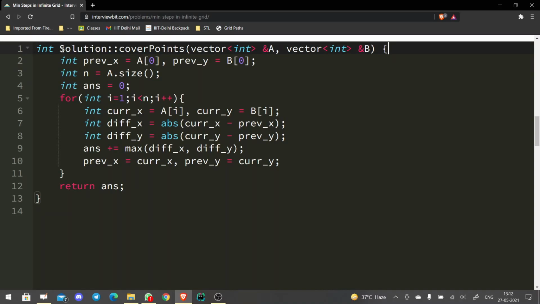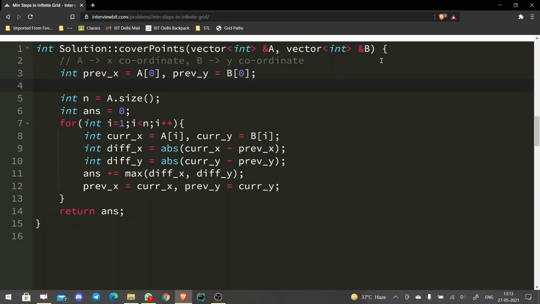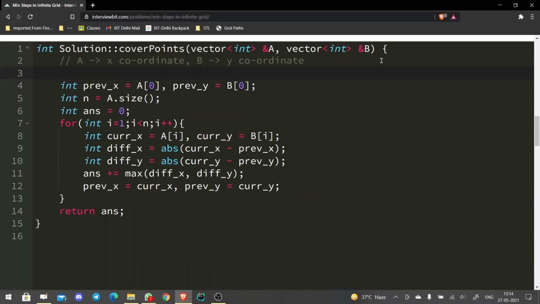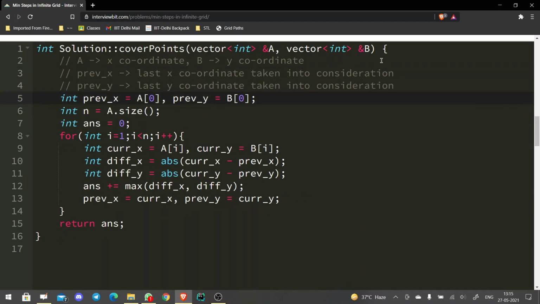Okay, so for our solution, what we can see is we were given a function in which we were given two vectors a and b, and what this a and b denoted was a gave us the x coordinates of the points we need to cover, and b gave us the y coordinates of the points that we need to cover in the desired path. So now here I have taken previous x and previous y, which keeps a note of what is the last point which I have traversed or which I have considered in the given order, and now n is equal to the size of the given input. Since a and b are the same size, n would be the same for both.